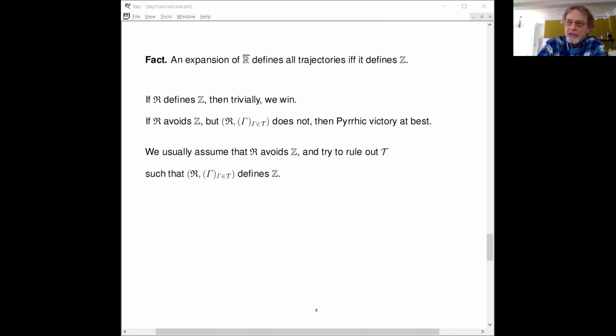Now, this is one of those facts that gets used all the time in our subject. An expansion of the real field defines all trajectories of any possible vector fields if and only if it defines the set of integers.